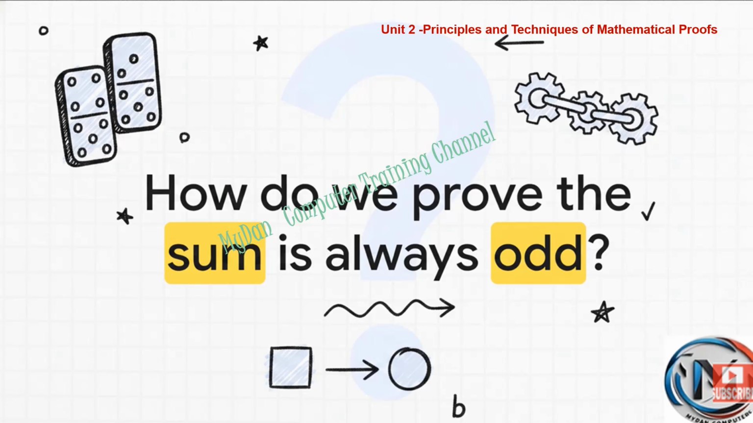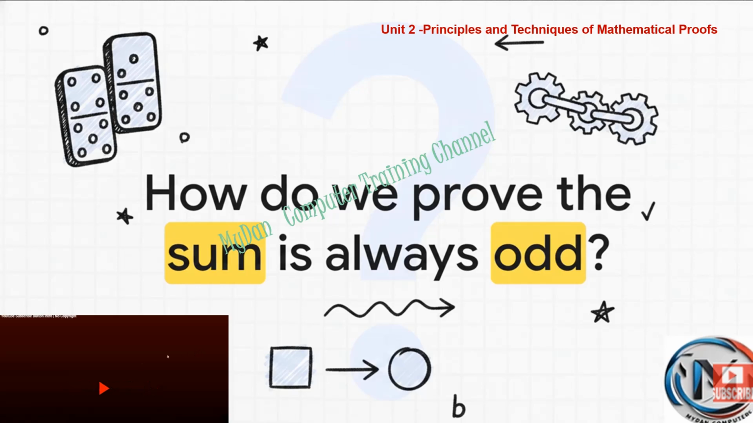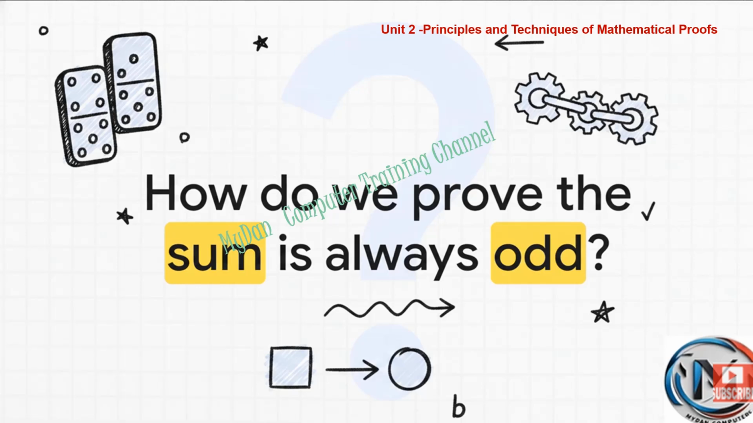Here's a challenge for you. If a and b are consecutive integers, like 4 and 5, or 100 and 101, how do we universally prove their sum is always odd? Just take a second to think about how you would set up those dominoes.